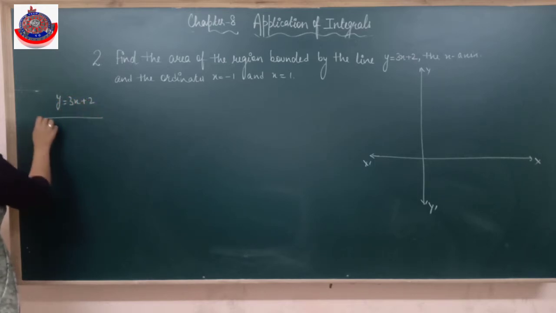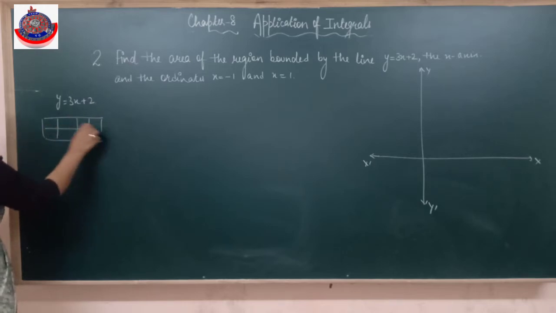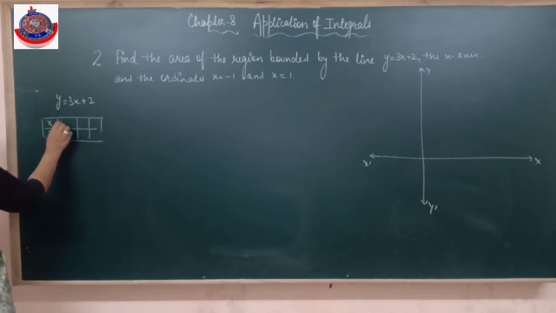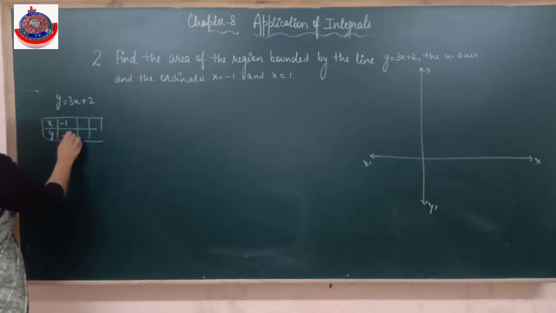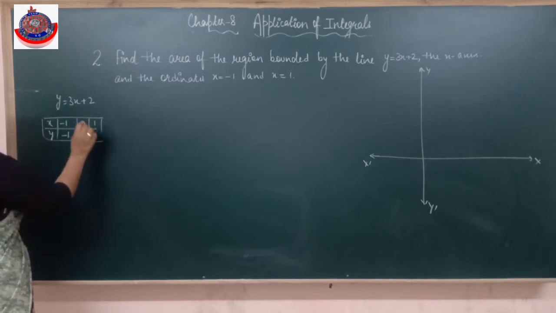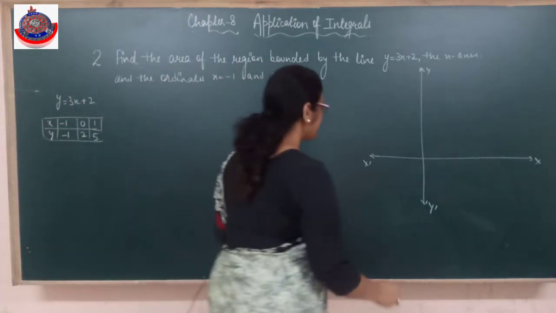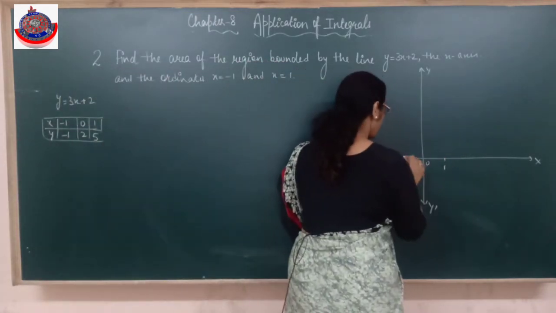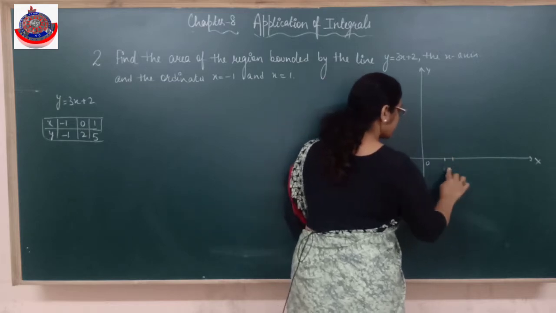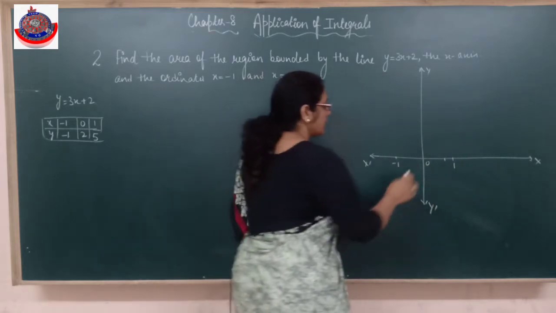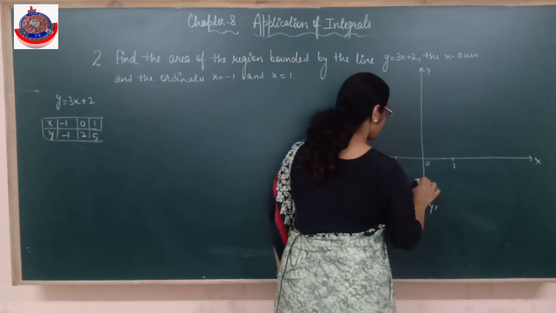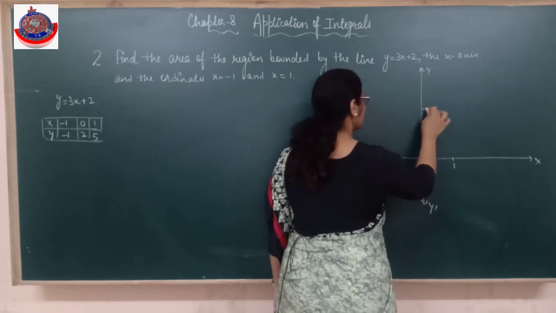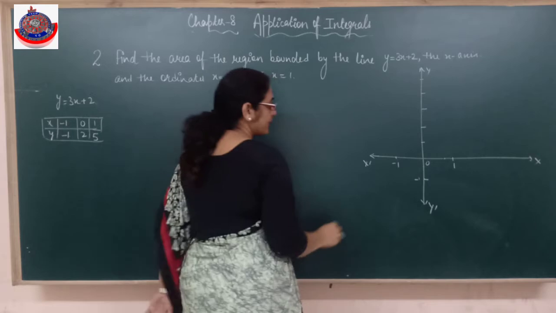If I plot it, if I say x is minus 1, it's going to be minus 3 plus 2, which is minus 1. At 0, it will be 2. If I take 1, that is 5. I'm just making it a little bigger so that the diagram would be clear. And then say I have minus 1, 1, 2, 3, 4, 5. On minus 1 it is minus 1.